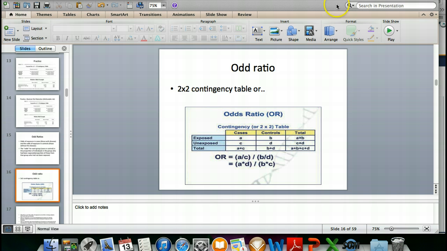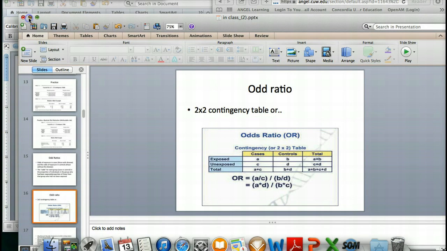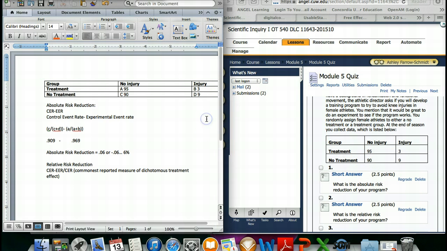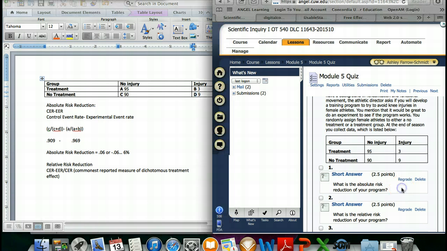Now let's look at our quiz, and it's essentially the same thing. I put it over here in this Word document to see if you can follow me a little better as I walk you through it. And I've put here, this is A, this is B, this is C, then this is D. So let's walk through the questions.